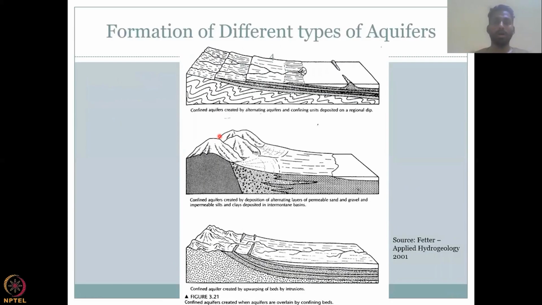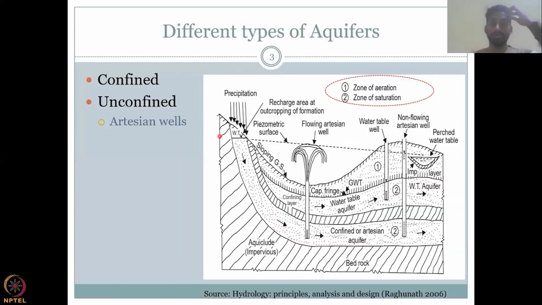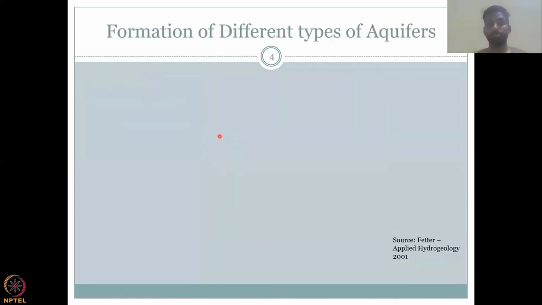Moving on, we understood that there are a lot of aquifer types, and most important, the layers are more important to define these aquifers. So how are different aquifers formed? That is what we are going to look at in this section.